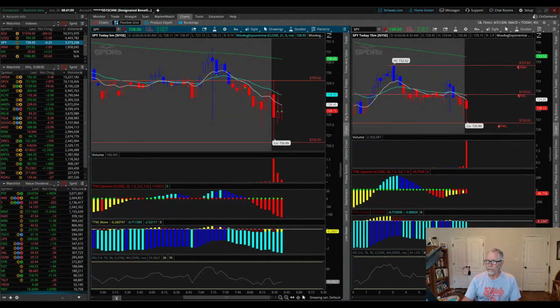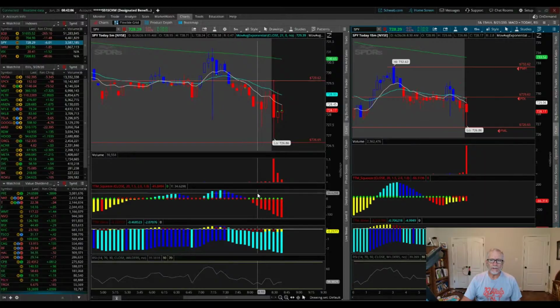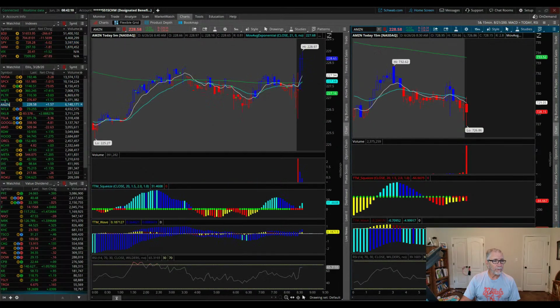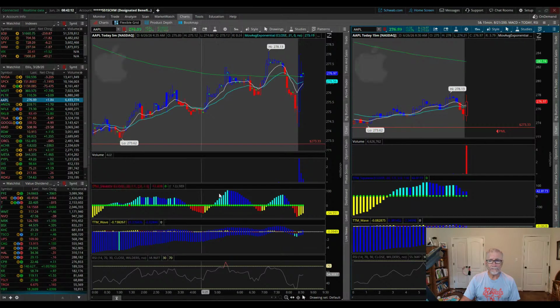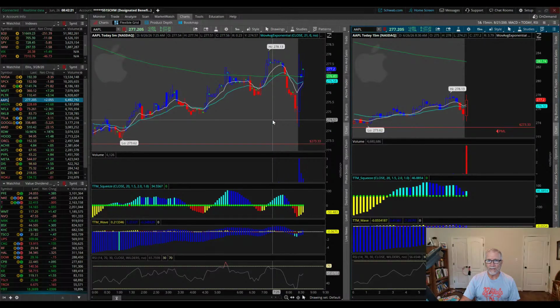Let's look at some news on the S&P. Not a lot of news. Okay, not any news really. So let's go back to Apple. Apple continues to catch a bid. Apple's high so far is about 278, and right now it's 277.20. So it's not headed in the direction that I want it to head to purchase it and go long.